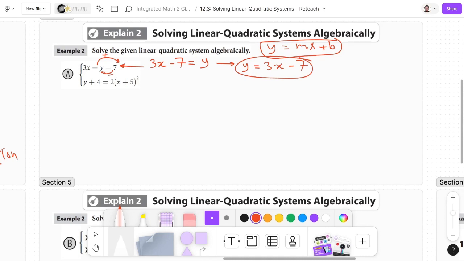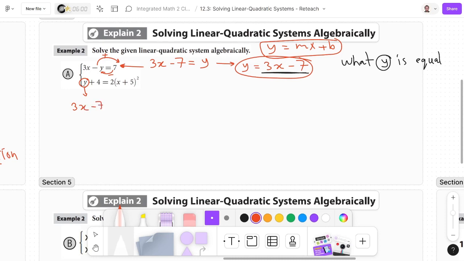Now, if I ask you a question, what is y equal to? Y is equal to this equation. So y is equal to 3x minus 7. So what should you replace y with here? This y here, you have to replace it with 3x minus 7. So now let's replace this y here.